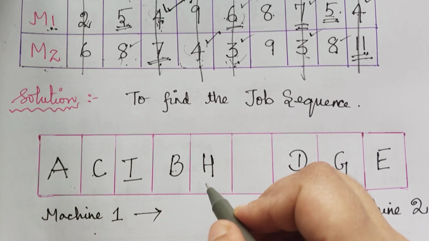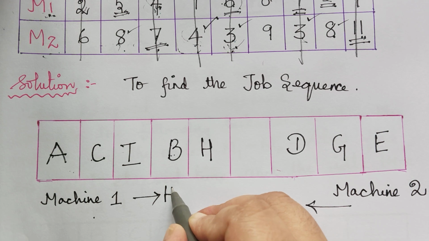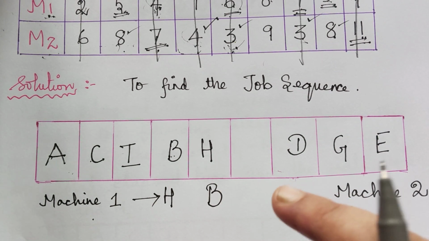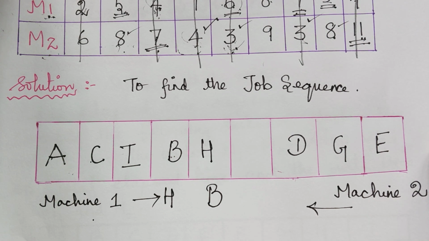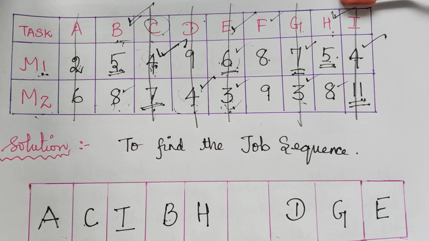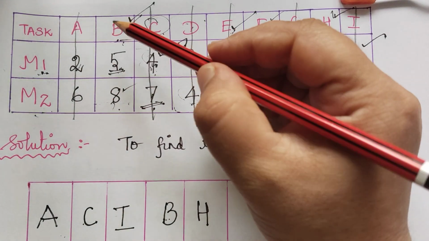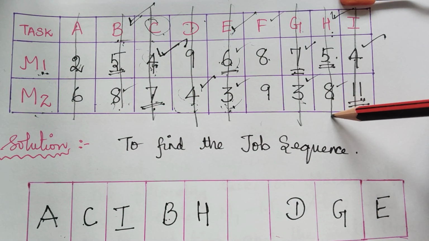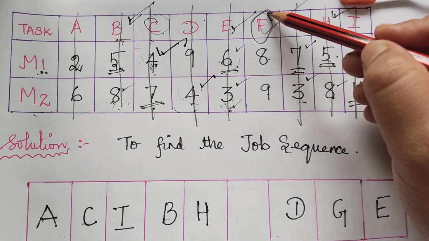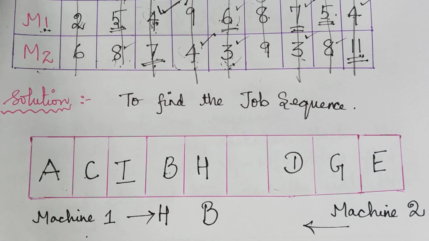But it is up to you. You can also choose it in this way. You can write H here and you can write B here. That is an alternative sequence for this sequence. If you do that sequence also, your answer will be correct. So after that, this is completed now. B is completed, H is completed. So the remaining job left out is F only, and so we have to write that F over here.